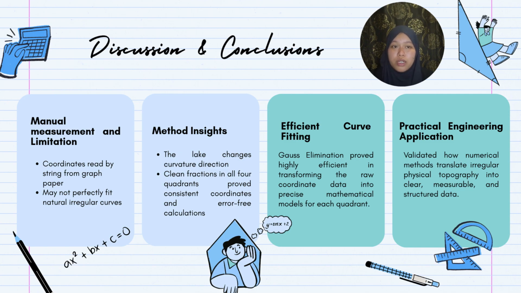We were able to model the irregular shape of Tasik Seksyen 7 mathematically. The data collected from the graph was converted into equations, which allowed us to calculate the area and boundary length of the lake more accurately. This shows how engineers use mathematical modeling and numerical analysis to solve practical problems involving irregular structures and physical topography. Overall, this assignment helped us understand the importance of mathematics in engineering applications, especially in data analysis, measurement, and problem solving.